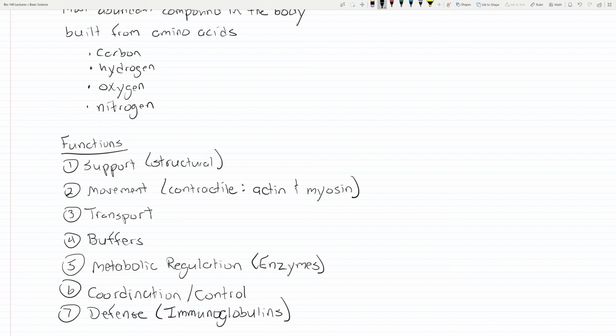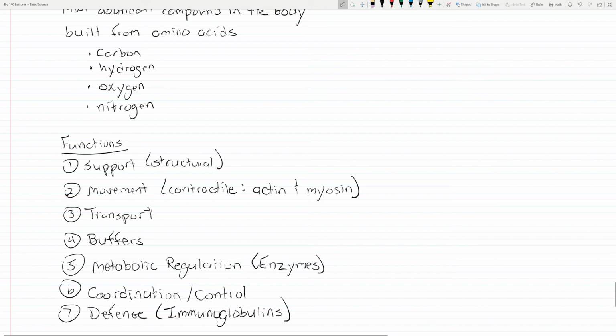You've heard of things like IgA, IgE, IgD. Those are all small proteins. Well, they're not actually small. They're actually large proteins that are built by the immune system to help protect us from foreign invaders. So proteins are made from chains of amino acids. Amino acids are just built from the big four: carbon, hydrogen, oxygen, and nitrogen. And they have several functions: support, movement, transport, buffers, metabolic regulation, control and coordination, and defense.